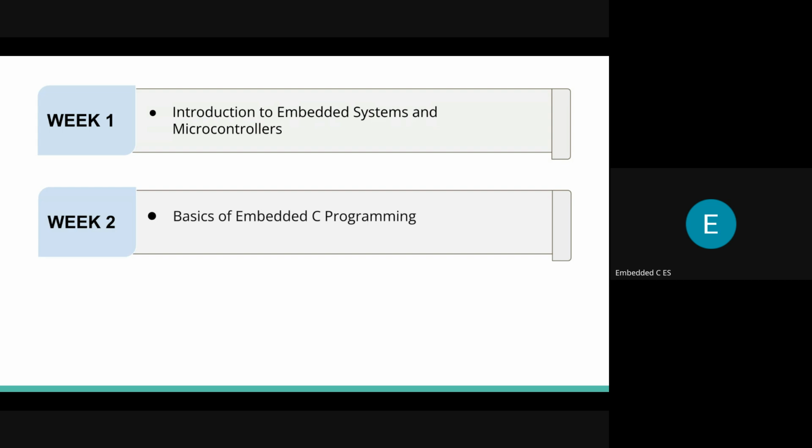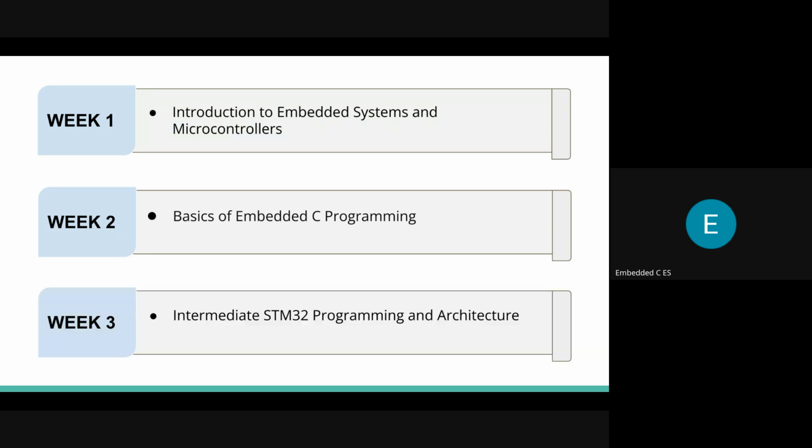Then week two is the basics of embedded C programming. In the second week, we'll dive into the fundamentals of C programming, especially for embedded systems. We'll cover essential basic concepts like data types, control structures, and functions, and we'll discuss memory management and I/O operations also. It will be useful for the higher weeks, when you go to week 3 and week 4, where week 2 concepts will be used.